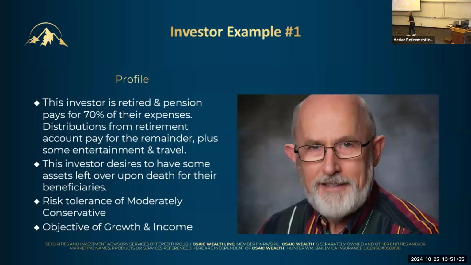This investor desires to have some assets left over upon death for his beneficiaries. He wants there to be a little bit of growth so that there's something to pass on. We're not just drawing the assets all the way down to zero. His risk tolerance sits right about moderately conservative, and he's got an objective of growth and income. So it's all pretty reasonable, pretty middle of the road, pretty standard.